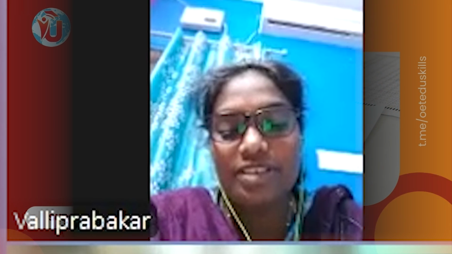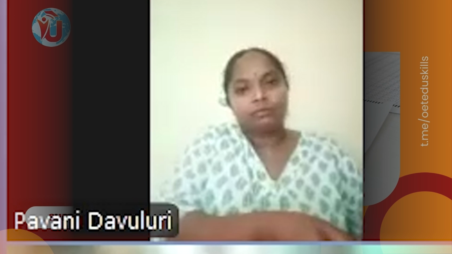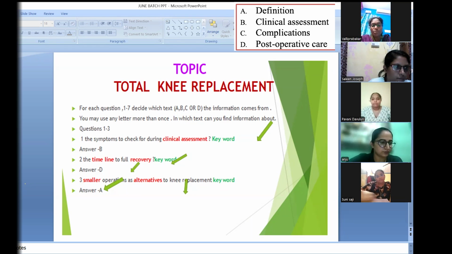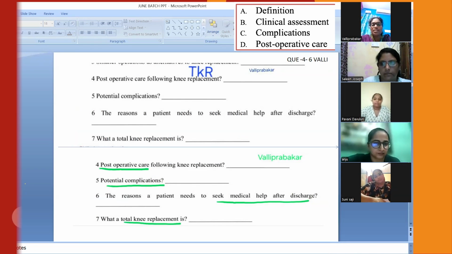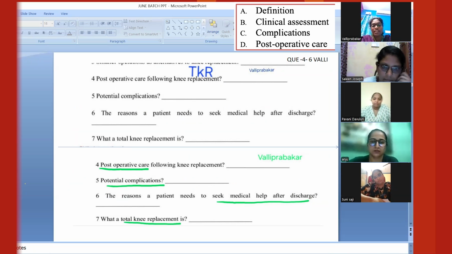Today, I am going to discuss questions number 4 to 7 on total knee replacement. Here, as Pavani explained, we have to first match the headings. First, we have to do the text matching. So first, we have to decide which text we have to keep a heading. As Pavani explained, we have given four texts, and for the texts we have the headings.